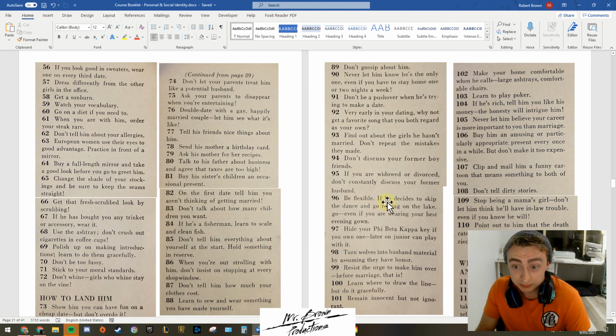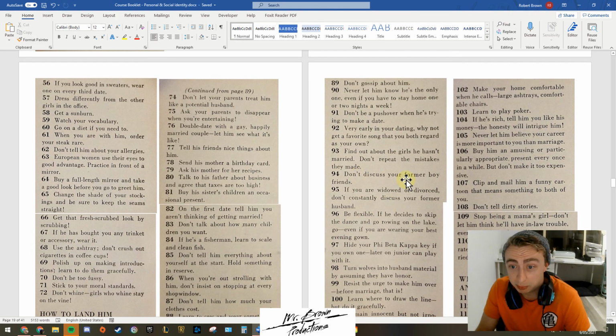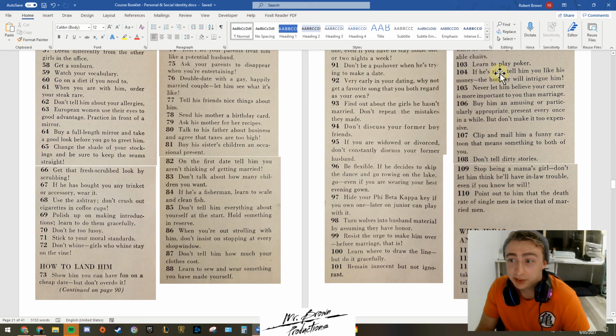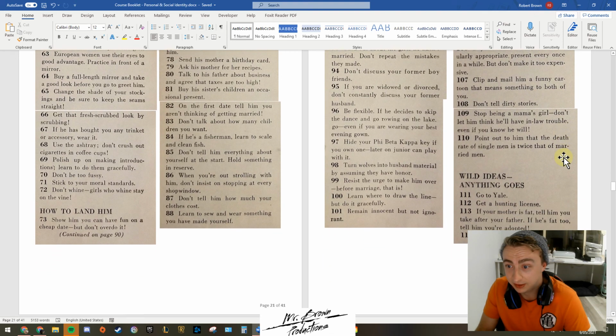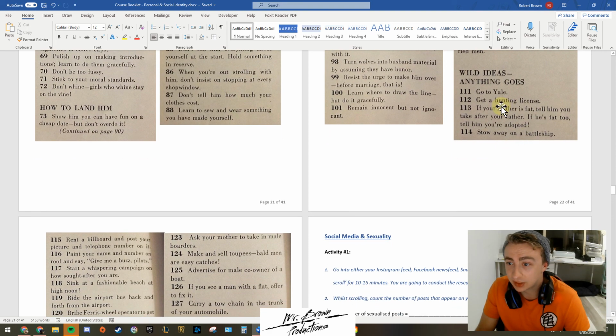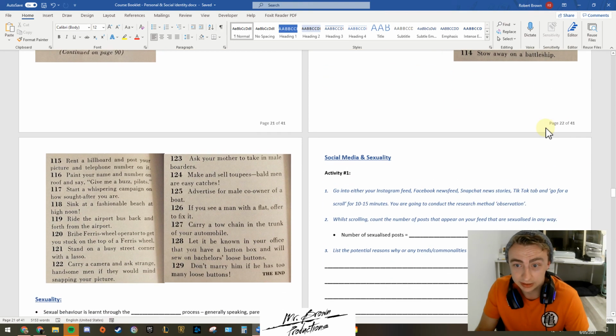Be flexible. Don't discuss your former boyfriends. Learn to play poker. If he's rich, tell him you like his money. The honesty will intrigue him. Now, some of the funniest ones are the wild ideas. Anything goes. So if your mother's fat, tell him you take after your father. And if he's fat too, tell him you're adopted. He won't question your body shape then, apparently.